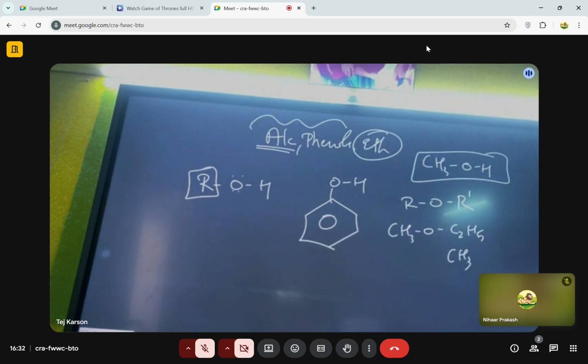Now, for your board exam, what is the most important thing from ethers? I'll ignore alcohol and phenol for a second right now. There's a concept called Williamson's ether synthesis. A small concept was there in your 10th only. I don't know how many of you remember that, but Williamson's ether synthesis, no mechanism is involved. You're supposed to write the equation with your calculus and all these things.